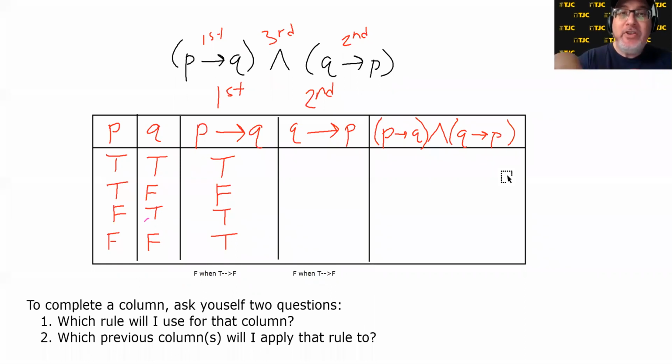Now, which previous columns are we going to do it to? Well, the Q column and the P column. Now, this is where you have to be really careful, and this is where drawing extra arrows can help. Which previous columns do we need to look at?